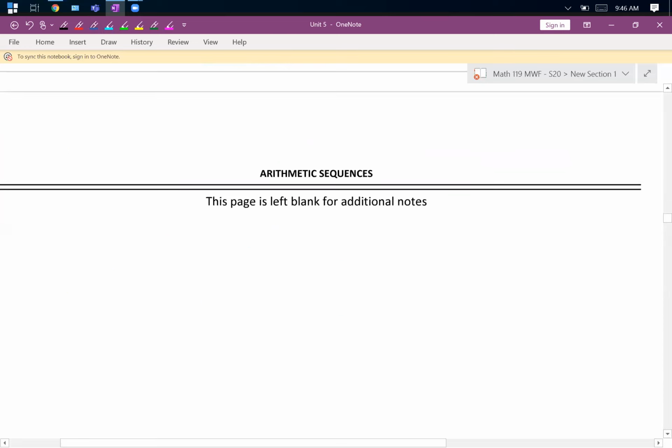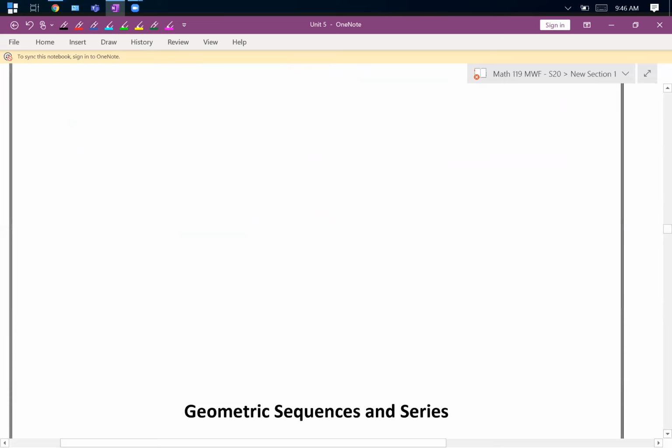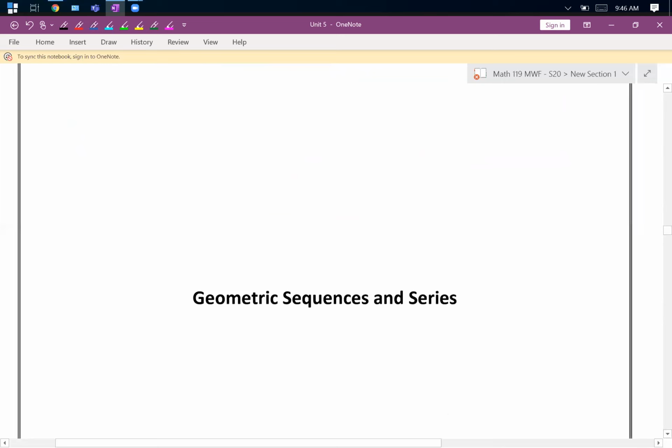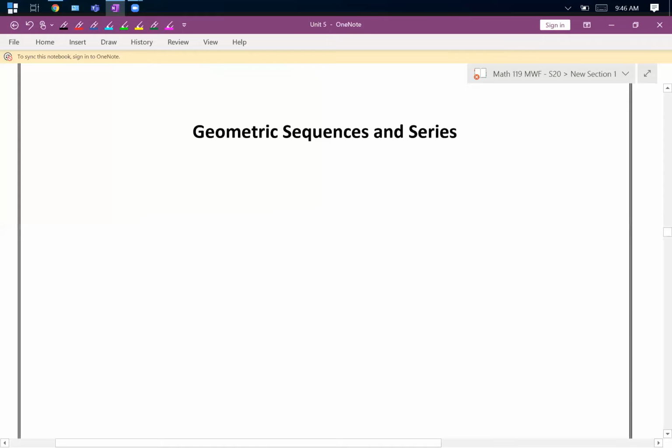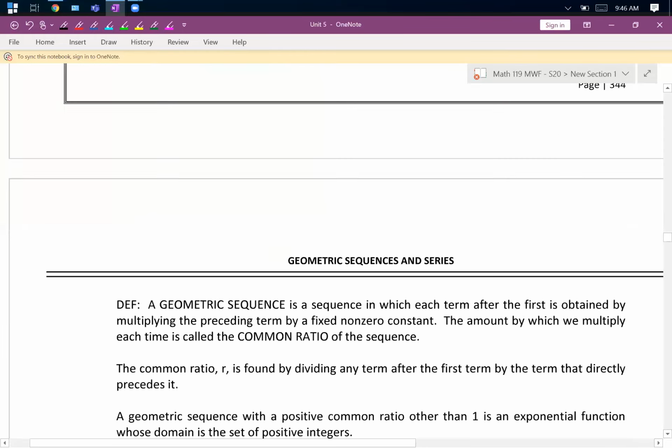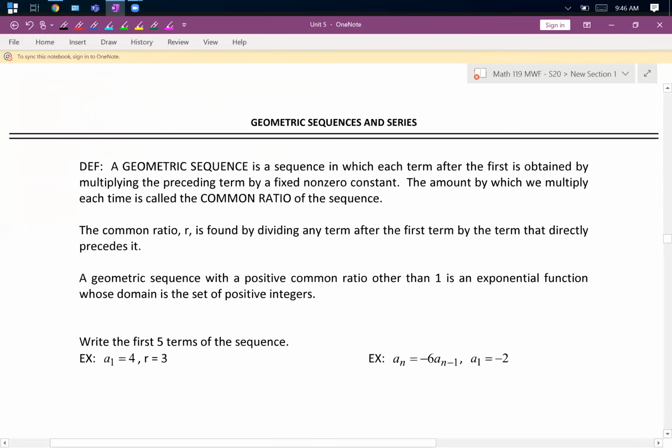All right, so that's an arithmetic sequence. Those are sequences where we are repeatedly adding or subtracting a particular number. Now we're going to move on to geometric sequences and series. A geometric sequence is a sequence in which each term after the first is obtained by multiplying the preceding term by a fixed non-zero constant. So instead of adding over and over again, we're multiplying over and over again. The amount by which we multiply each time is called the common ratio of the sequence.